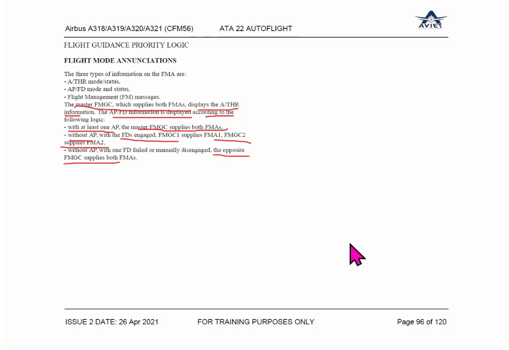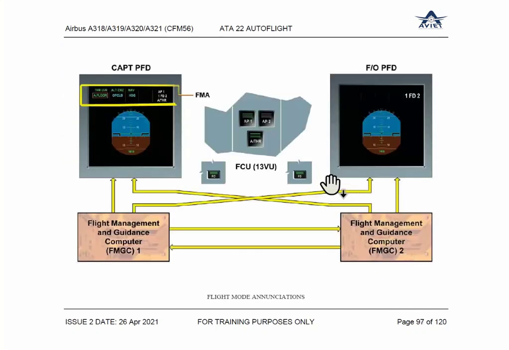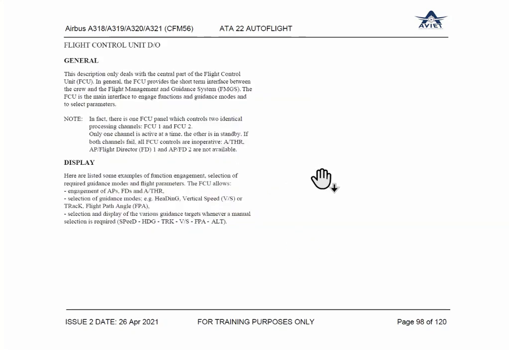It's all nice-to-know information, which you can see here. Master will supply. If one fails, another will supply, or the serviceable one will supply both inputs. One FD to one FD. Clear? Any questions, guys? Okay. I will clear you on FMA in a bit more detail in the CBT program.